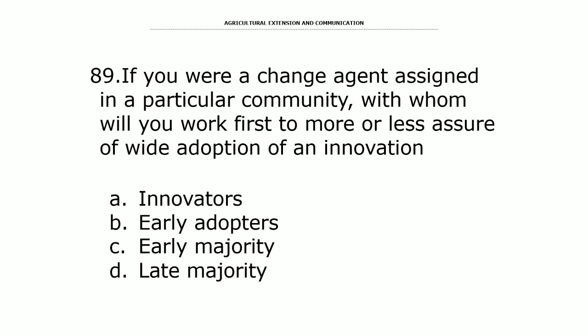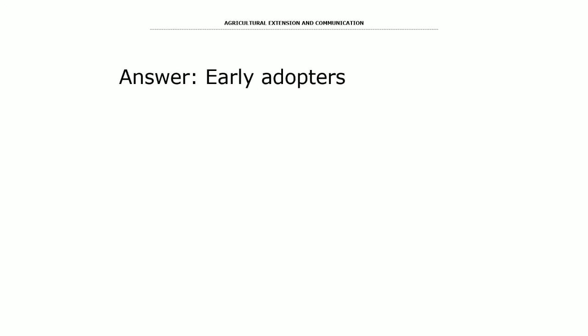Number 89. If you are a change agent designed in a particular community, with whom will you work first to more or less assure wide adoption of an innovation? A. Innovators, B. Early adopters, C. Early majority, or D. Late majority? The answer is early adopters.